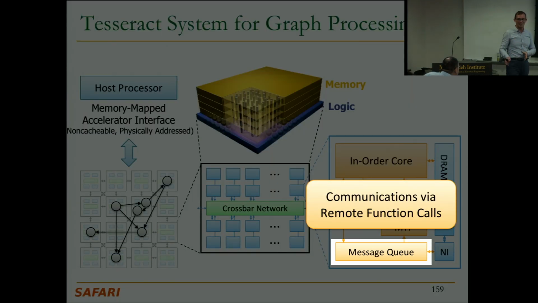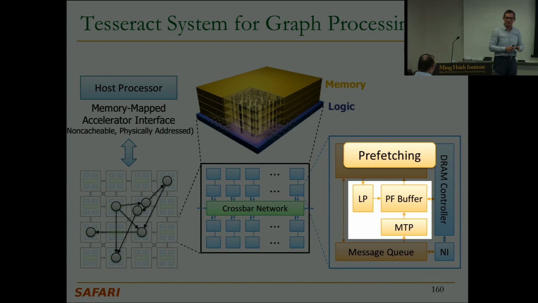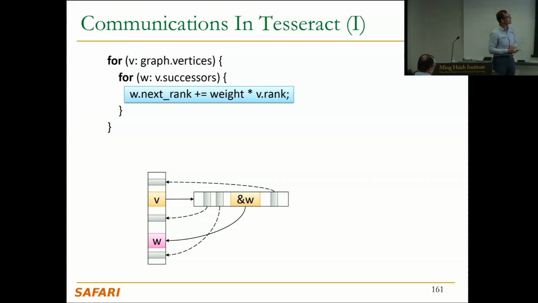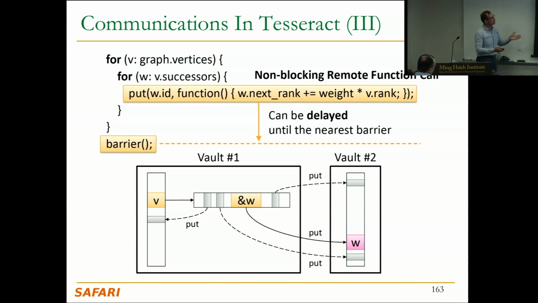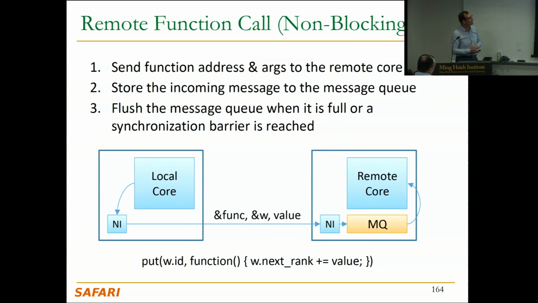It can remind you of old message passing computers that were designed in the 80s, also 90s, except we're doing it inside the memory, if you will. Basically, we have communications via remote function calls, message queues, and we add graph processing specific prefetching mechanisms inside that I'm not going to talk about. Some of them take advantage of the message queue over here, the delay in processing the messages. Okay, I'm going to skip this. It's essentially put get-based remote function calls.